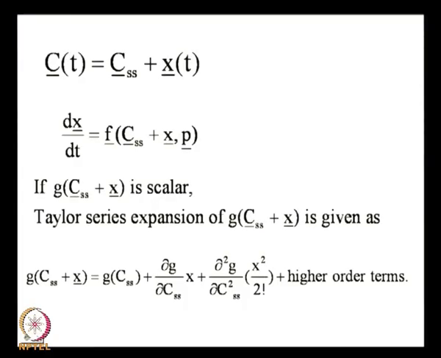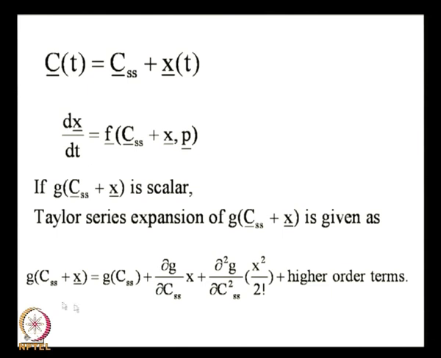So, here, what is our concern? Our concern is small values of x. Why is that? Because, A, it is a linear stability analysis we are doing. B, we are trying to figure out how the system behaves in the vicinity of the steady state. So, if you are trying to figure out how the system behaves in the vicinity of the steady state, what is the deviation from the steady state? x. So, therefore, x has to be much smaller than what?